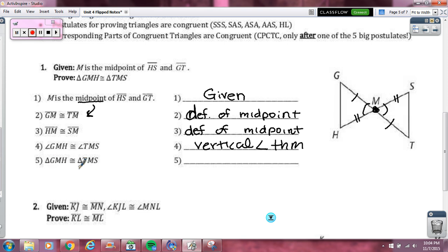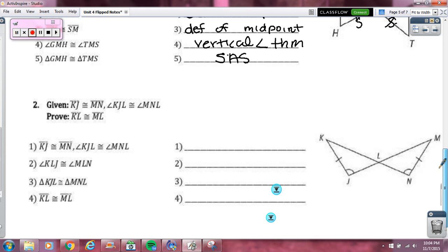Finally, I'm proving triangles are congruent, so I'm going to use one of my big five postulates. The reason that GMH and TMS would be congruent is because they have a side, an angle, and a side in common. SAS. So that's the big five postulate that I'll be using. In number 2, we see a little bit different kind of proof. So I'm starting out with a bunch of given information that is already marked in my picture. Now I've got some other stuff to add in.